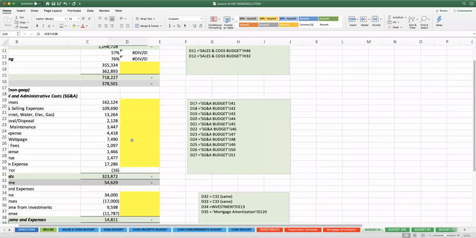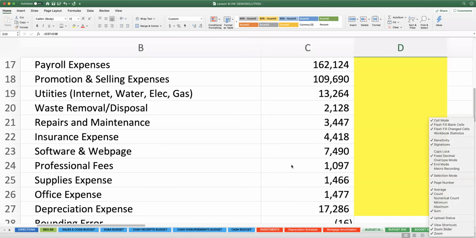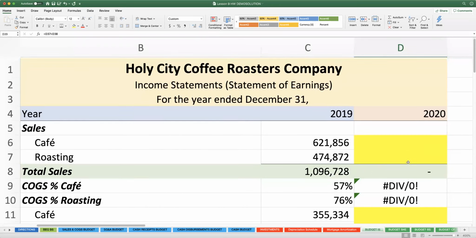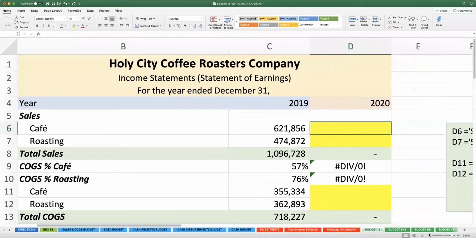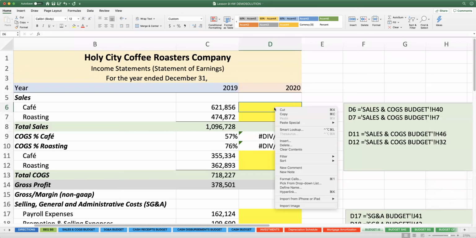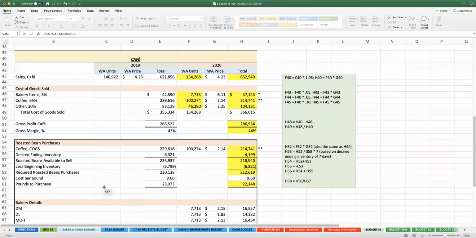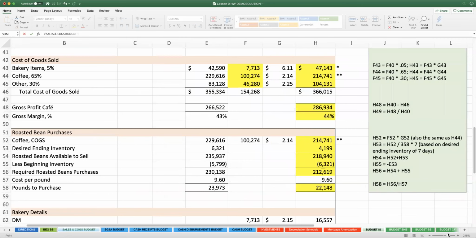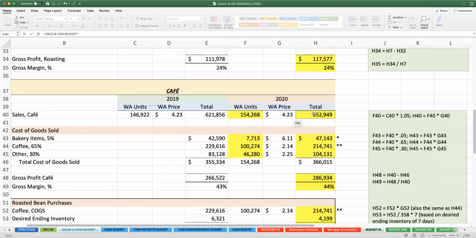Okay, so we'll start off with revenue. And we'll have to go back to the revenue budget. So we're going to start right here. Let's get that back up. All right, so sales for the cafe are back on the sales budget. That makes sense, right? So go back to the sales budget. So here's your cafe stuff right there. This is cafe, total sales right there.